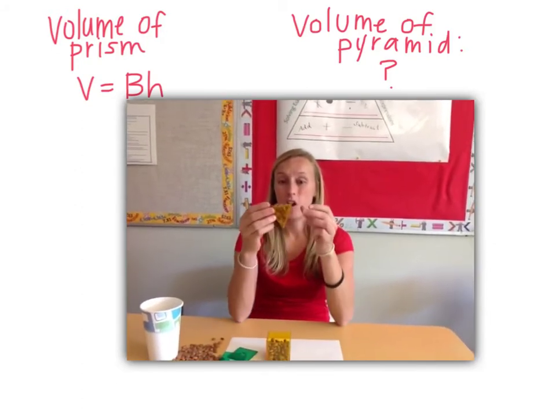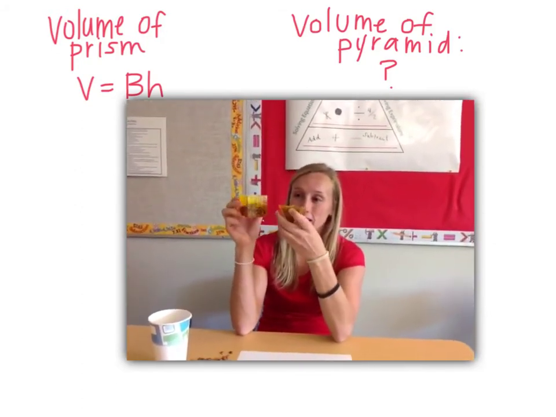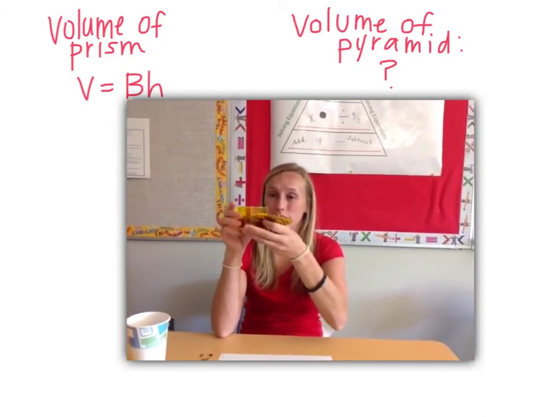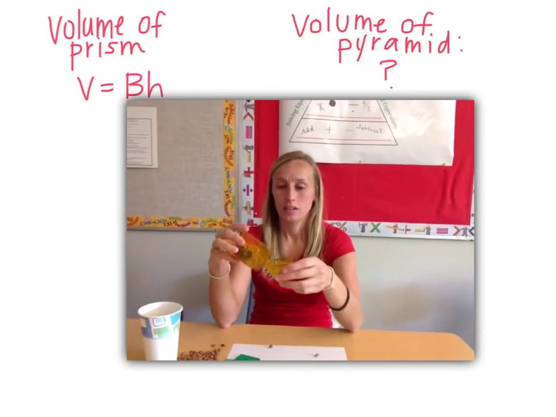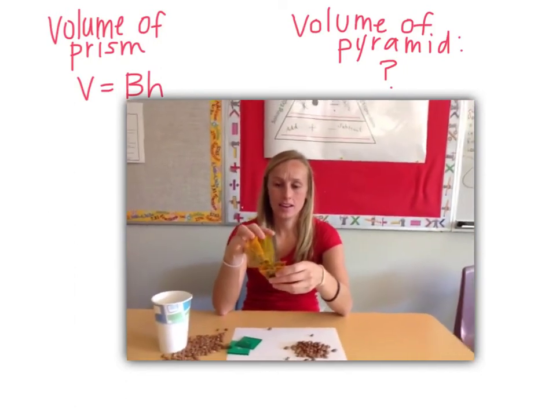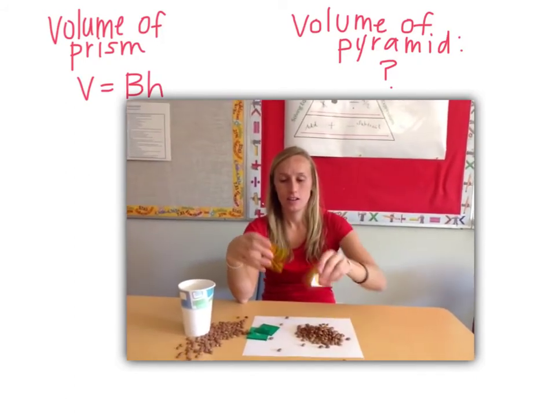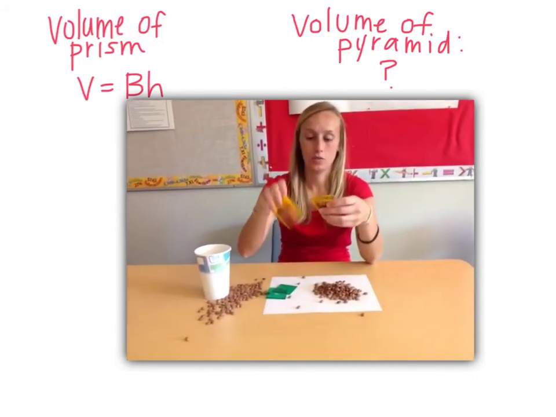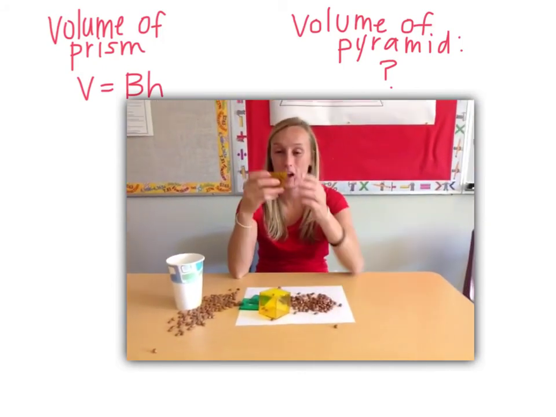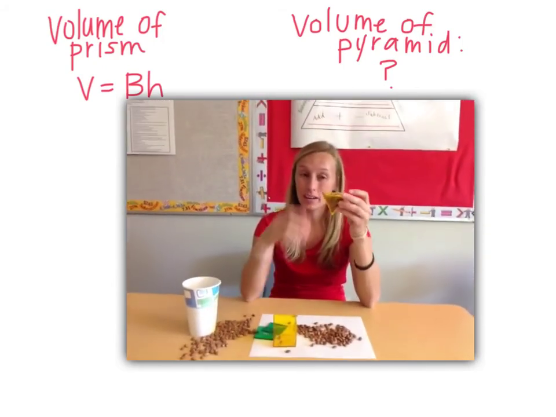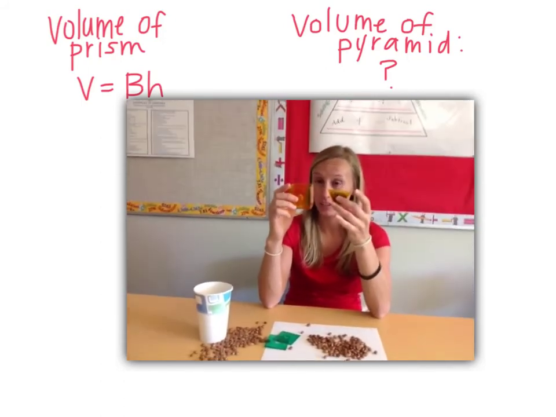Okay, this is all the way full already. Look how much is left in the prism. If you look at it, it looks like I took about a third of it. We'll see how many actually fit. So there's a third. Do it again. There's another third. And then one more. That should be full. I didn't fill it quite all the way full. There's the third. So really, a pyramid holds a third as much as a prism.